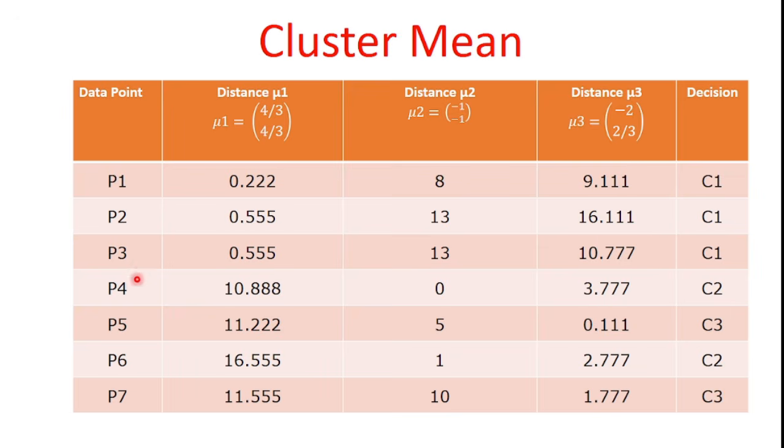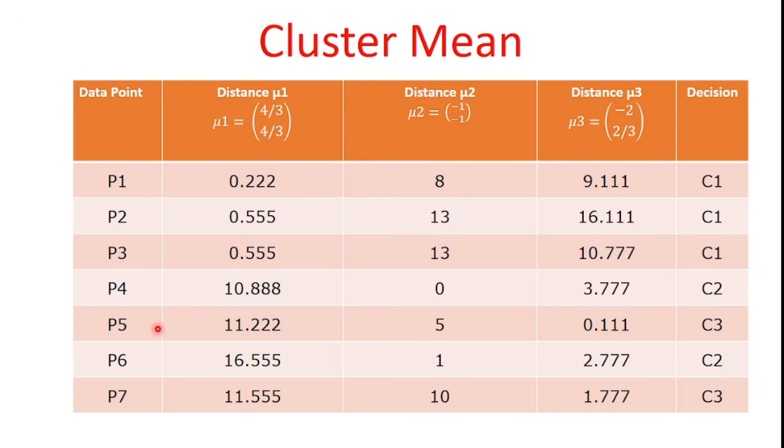Now if you look at data point P4, for mu1 it is 10.88, for mu2 it is 0, and for mu3 it is 3.77. If we compare all those three values, the mu2 value is 0. So this P4 data point belongs to cluster 2. That is the decision I have made here, C2.